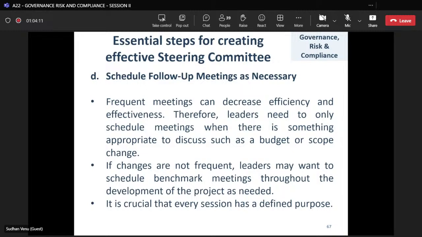If changes are not frequent, leaders may want to schedule a benchmark meeting throughout the development of the project as needed. It is crucial that every session has a defined purpose. So, benchmark, do you all know what is meant by benchmark? Any ideas of benchmarking? Comparing. Sorry? Comparison. That is exactly it. Benchmark.